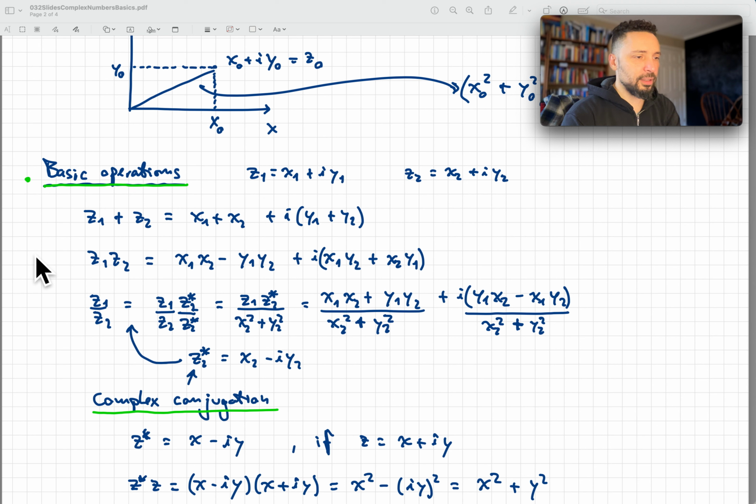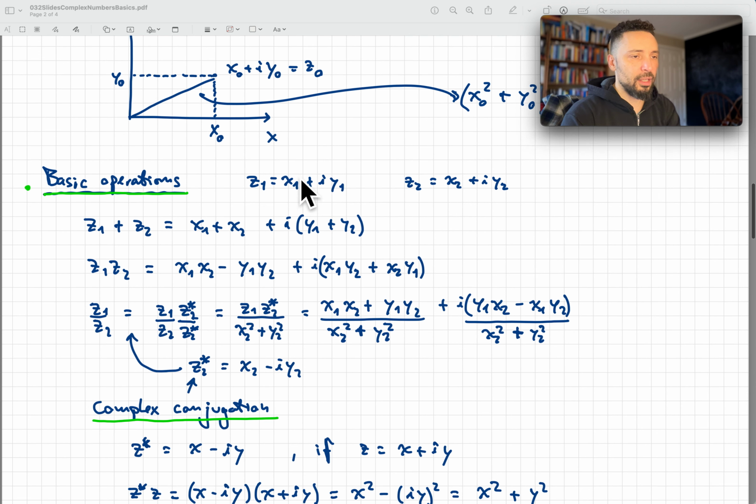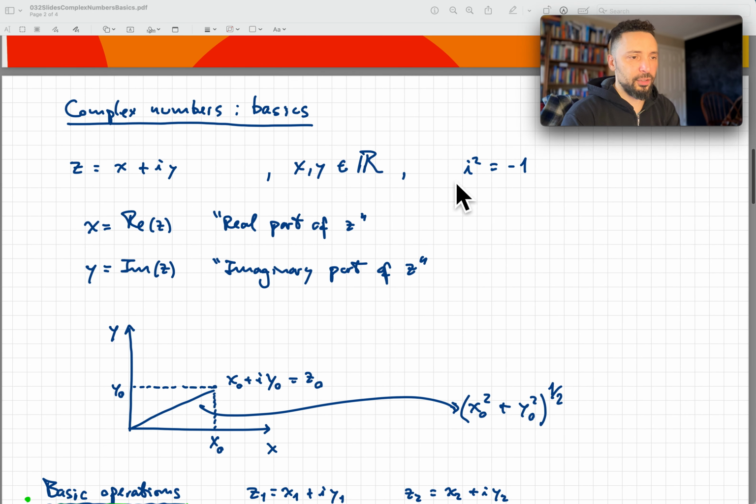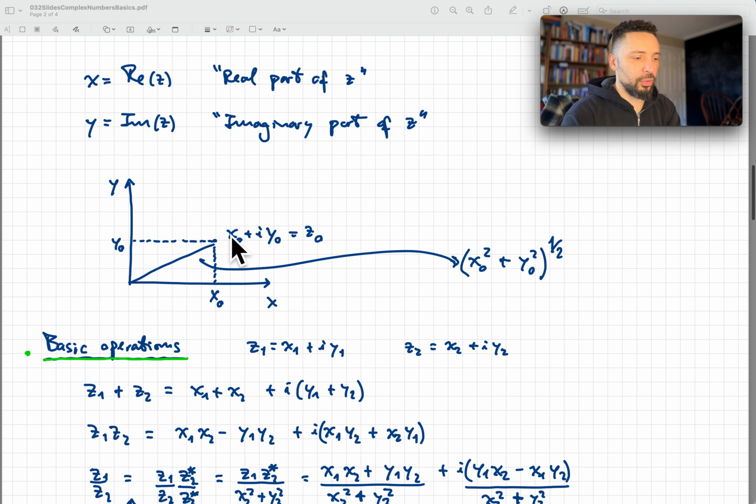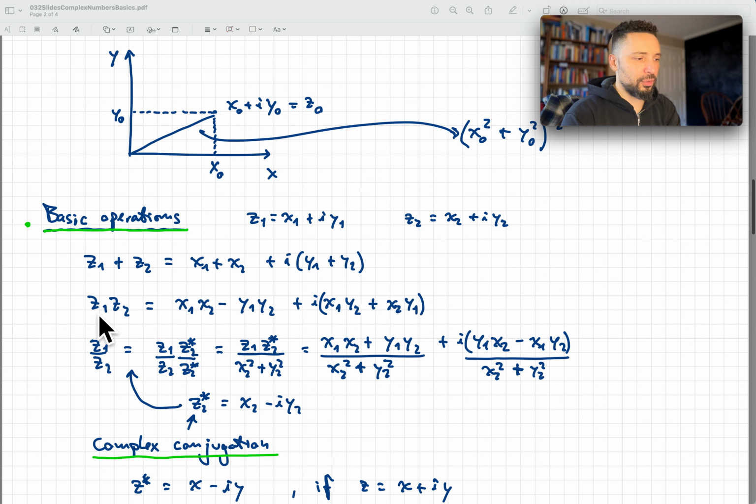For the product, it's a little bit more complicated, but not much more. You just take these two numbers and multiply them, and you have to take into account, of course, that i squared is -1. When you do that, you'll find that the result of multiplying z1 with z2 gives you x1x2 minus y1y2. This minus definitely comes from the multiplication of i with i. And then you have an imaginary part that is the cross terms, basically x1y2 plus x2y1.